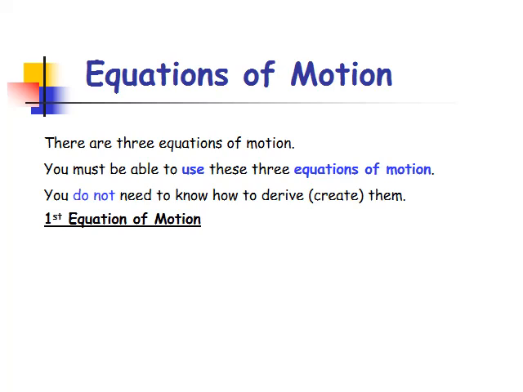So the first one is just a rearrangement of the acceleration formula. The acceleration is change in velocity divided by time, and it's just stated in terms of the final speed v equals the initial speed u plus a times t.